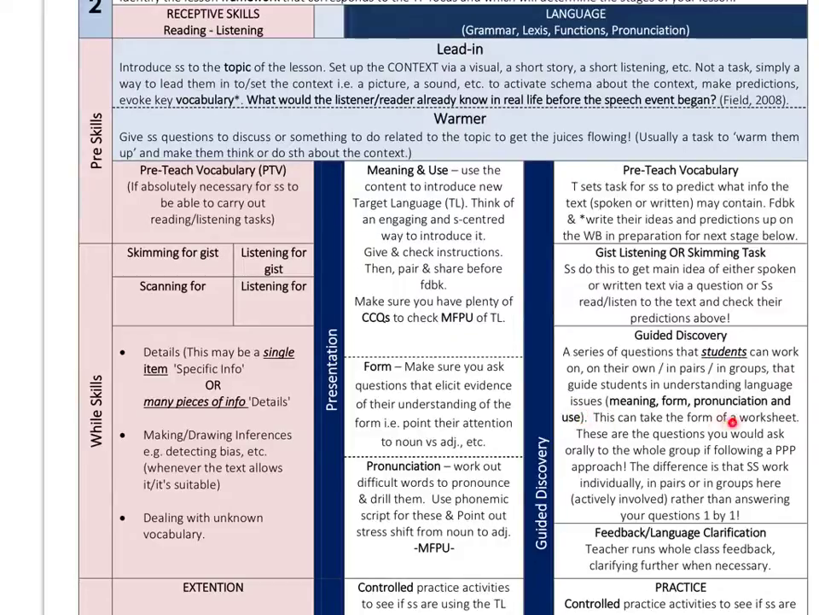This usually takes the form of a worksheet. Basically, here in the presentation, practice, production, you have concept checking questions that you're asking orally to the students about the meaning, the form, the pronunciation. You're asking them orally, right?